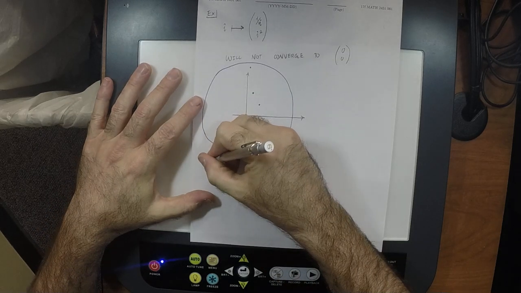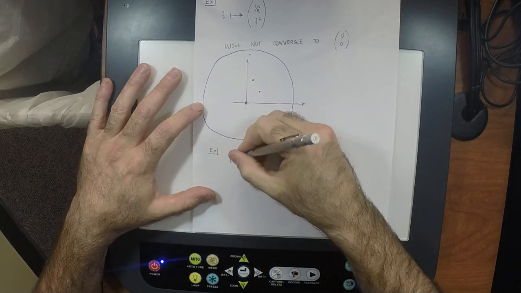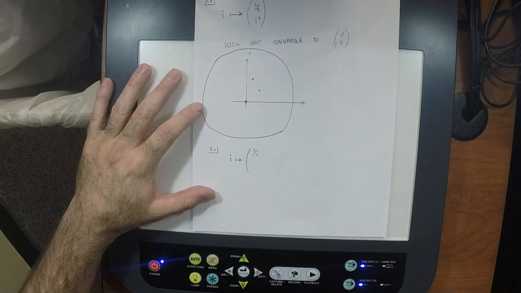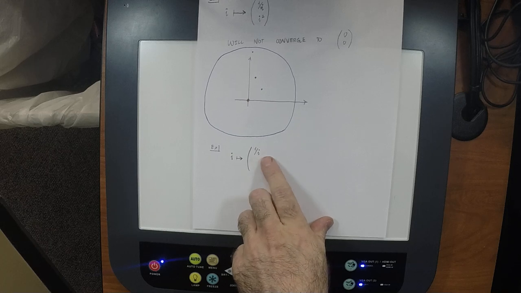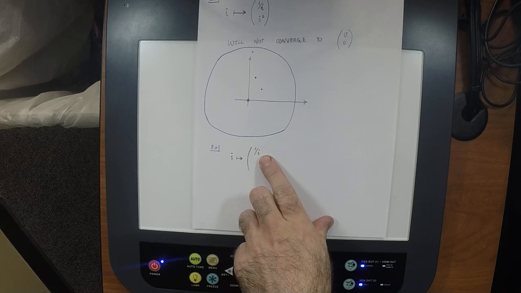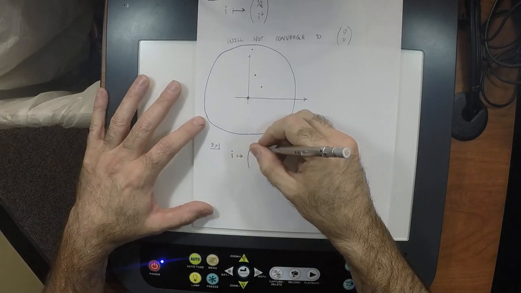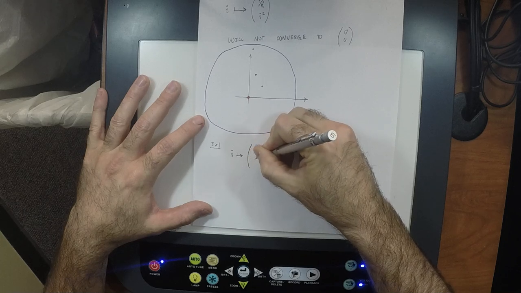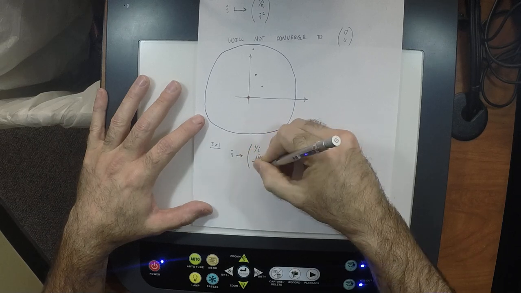How about, as a different example, i maps to 1 over i? So you should be able to tell me from your prior experience, what will just this one coordinate, 1 over i, converge to? Zero. It's going to converge to 0, right? Because as i gets big, 1 over i gets small. Okay, so how about that? And then sine of 1 over i, and then divided by 1 over i.